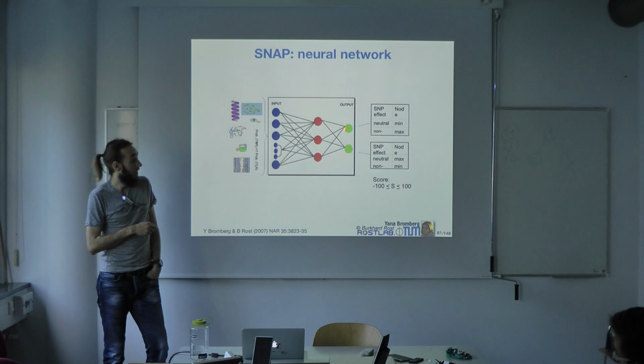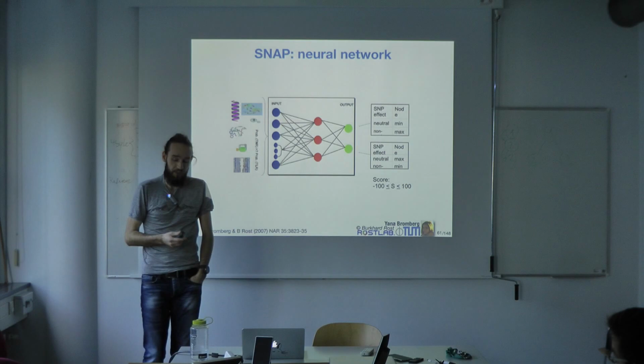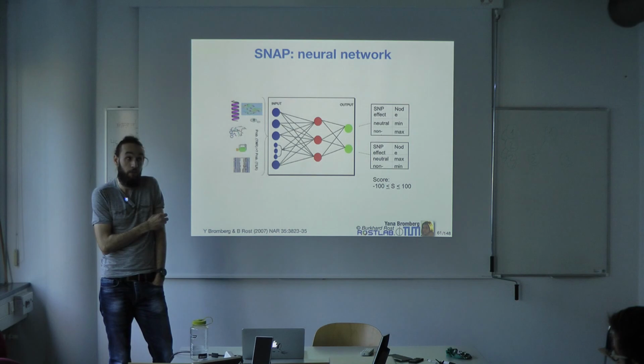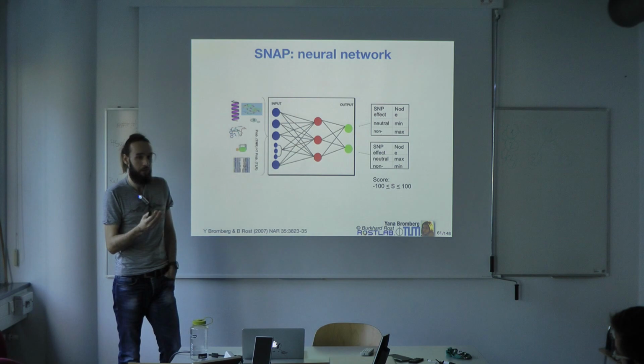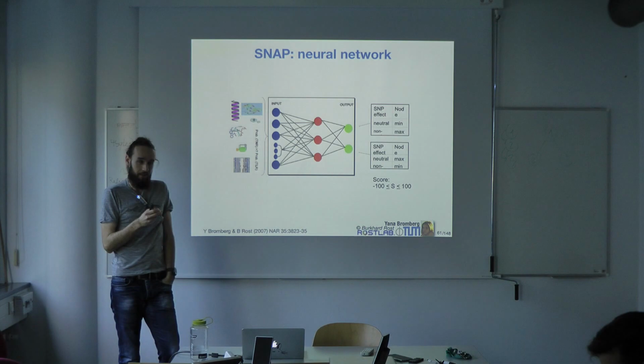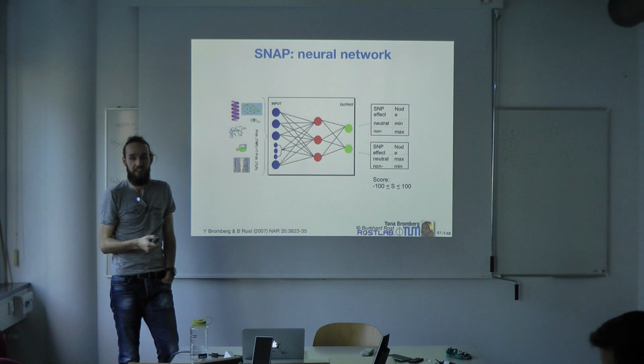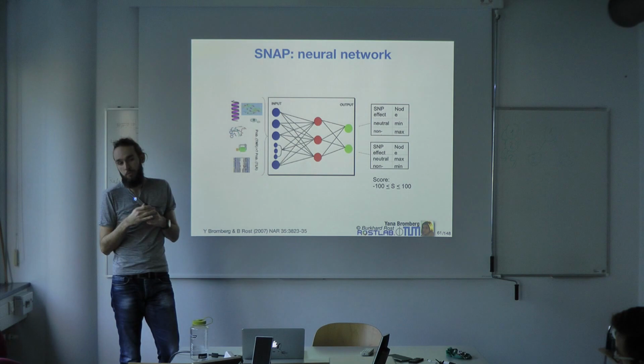One output node which is optimized for effect variants. So this should give a high value when we believe a variant has an effect, and one output node which is the reverse for the neutral variants. So the total score is then normalized between minus 100 and 100. Minus 100 means the predictor is very sure that this is a neutral variant, and 100 means it's very sure that it's an effect variant. And the zero in between is kind of, we don't know really what it is.